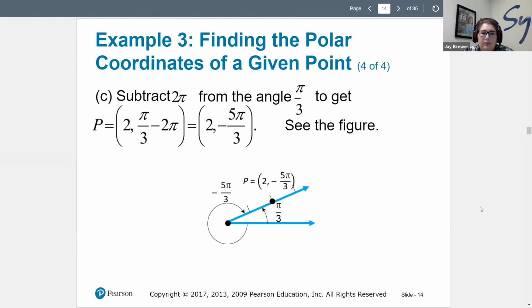So, okay, for condition C, we had a positive radius again, but then our angle is changing once again. So now instead of adding 2 pi, we're subtracting 2 pi. Okay. But you can see the actual diagram didn't change. It's just how you're drawing the angle.